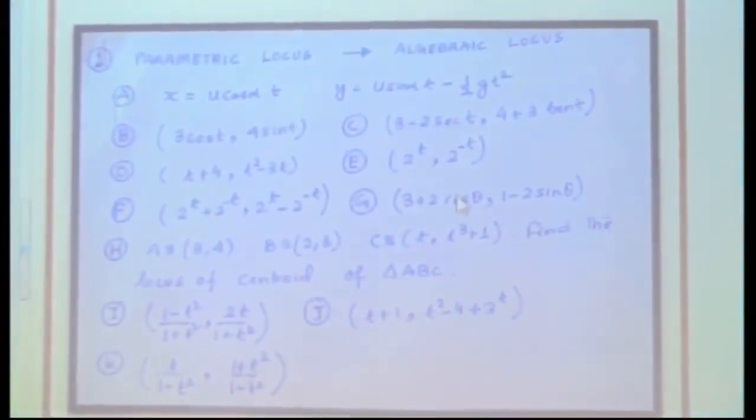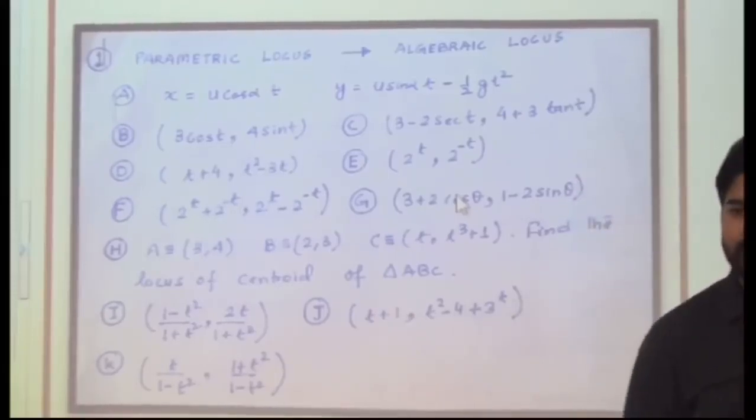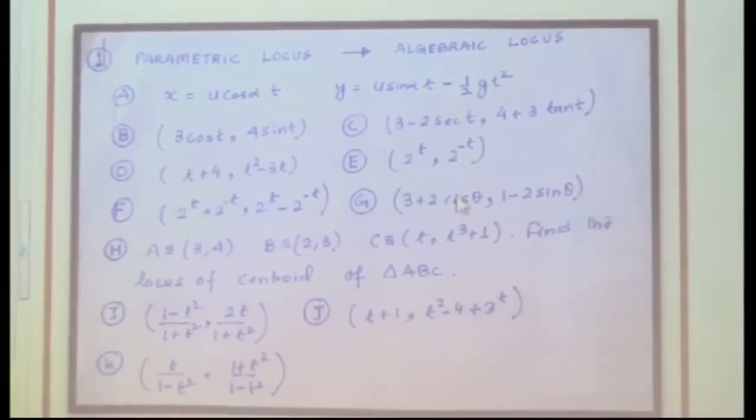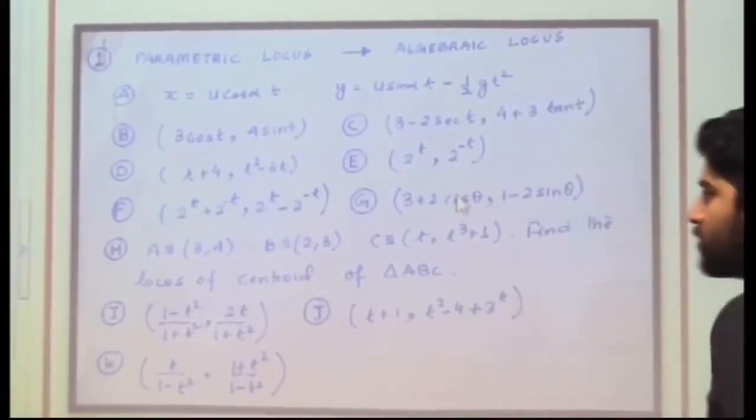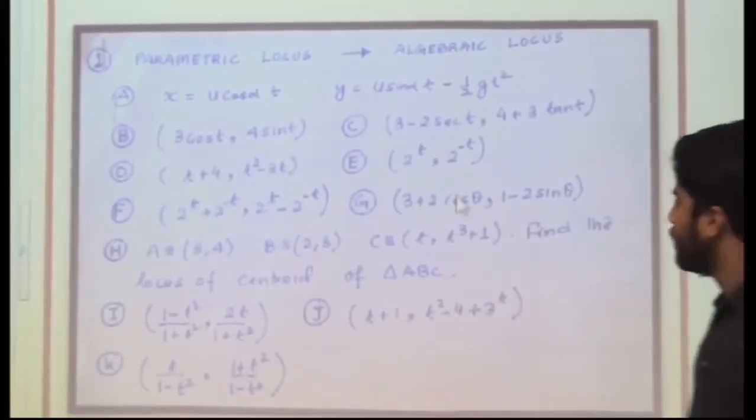Okay, so it is coming exactly like this. Then they will be seeing it. How many of you have done C? Just tell me what you are going to do in C. Sec t is going to be 3 minus x by 2. Yes. Good. And tan t is going to be y minus 4 by 3. And you know how to handle sec and tan? What is the identity? Sec square t minus tan square t is 1, right? How to handle D? What is the parameter here?